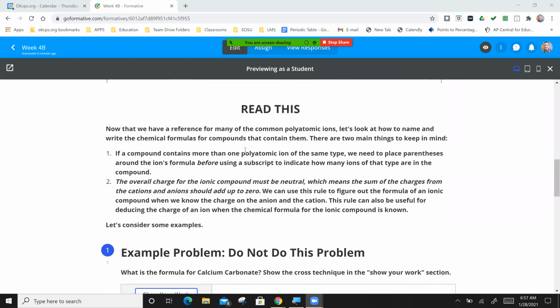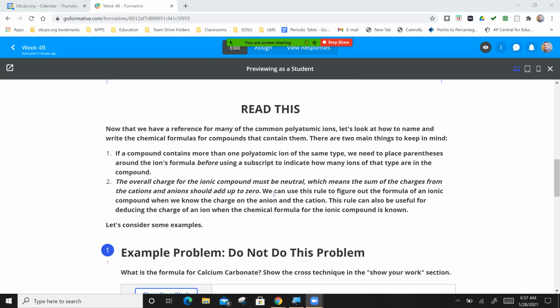Now that we have a reference for many of the common polyatomic ions, let's look at how to name and write the chemical formulas for compounds that contain them. There are two main things to keep in mind. If a compound contains more than one polyatomic ion of the same type, we need to place parentheses around the ion's formula before using the subscript to indicate how many ions of that type are in the compound. And second, the overall charge of the ionic compound must be neutral, or 0, which means the sum of the charges from the cations and the anions should add up to be 0.